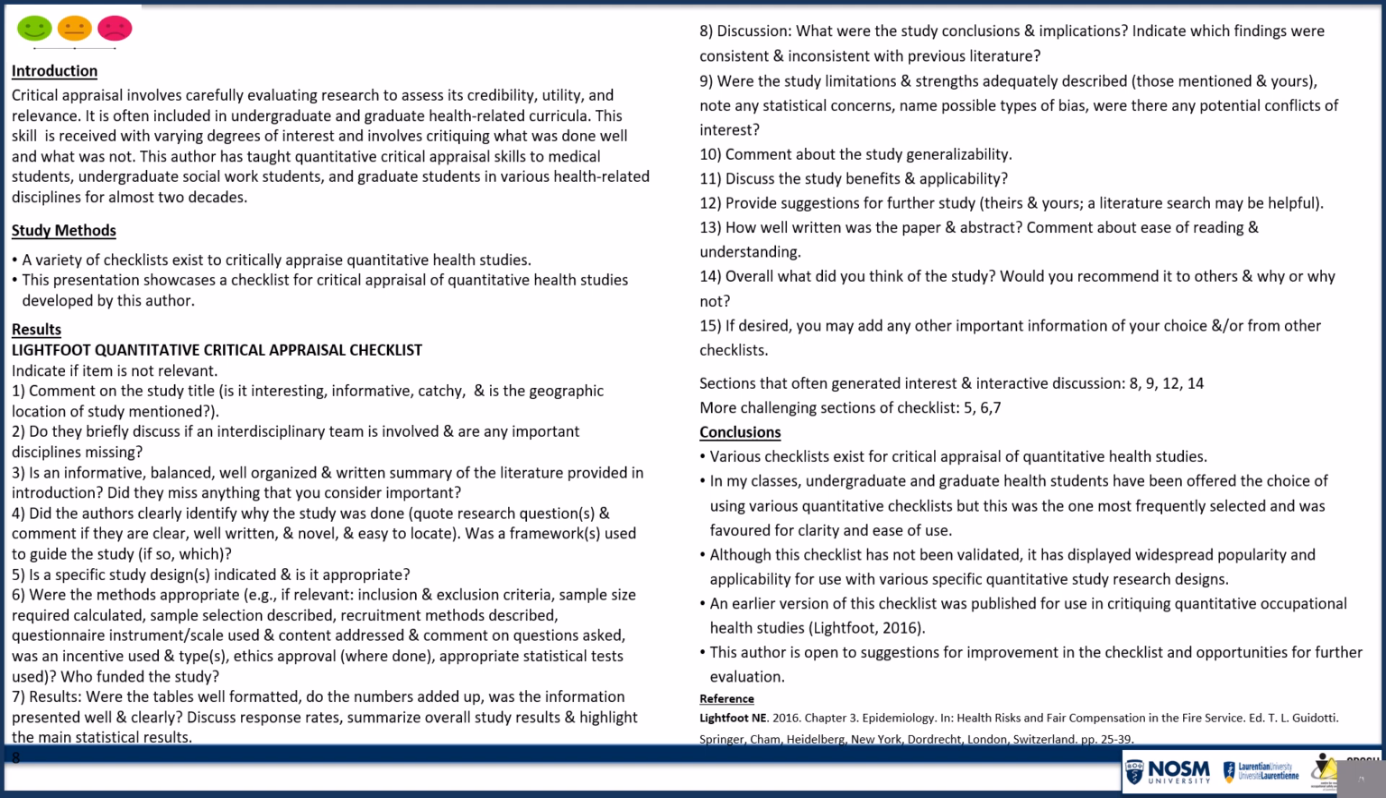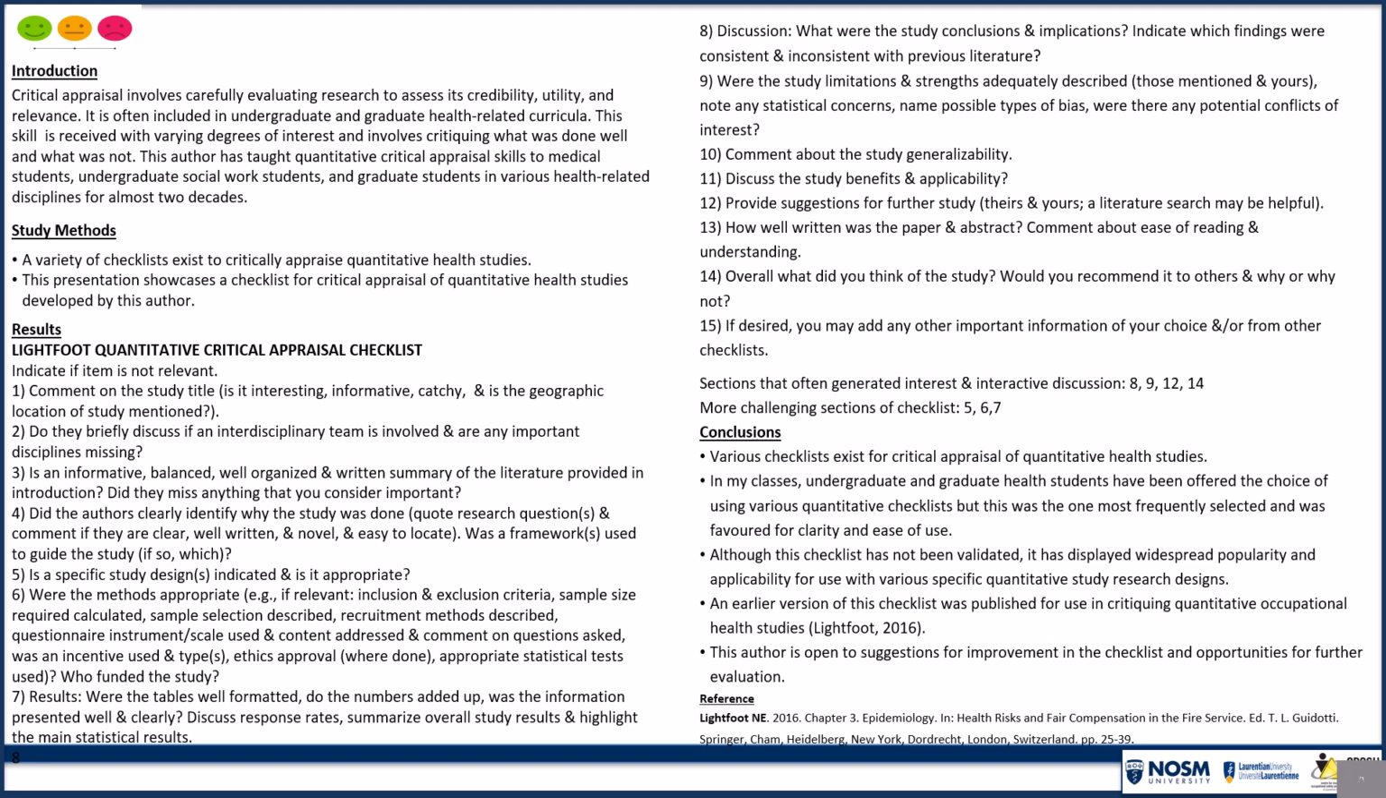Comment about the study generalizability. Discuss the study benefits and applicability. Provide suggestions for further study, both yours and theirs. How well written was the paper and abstract?